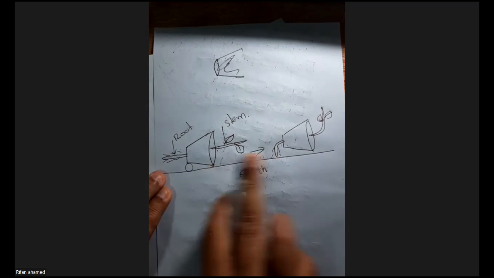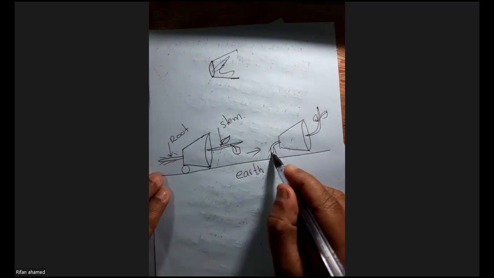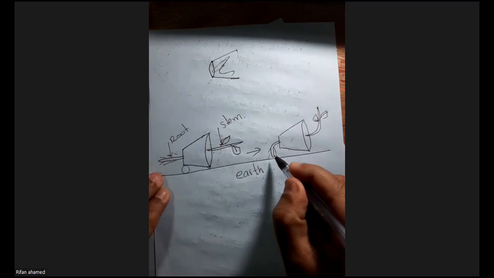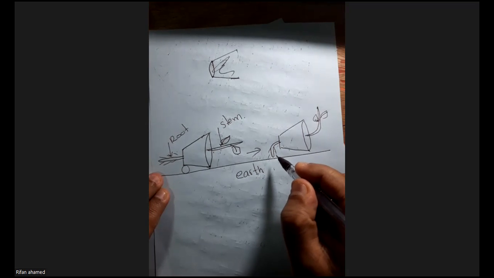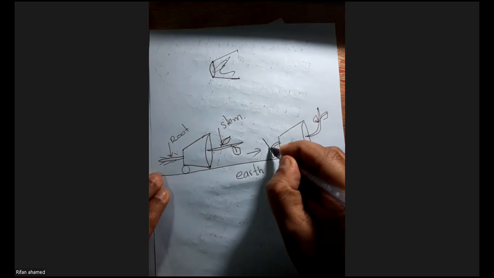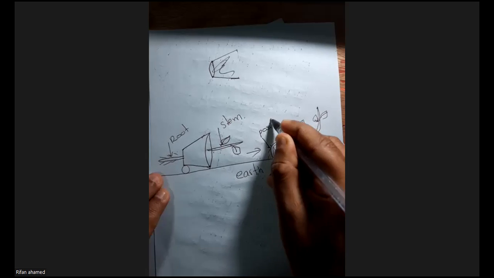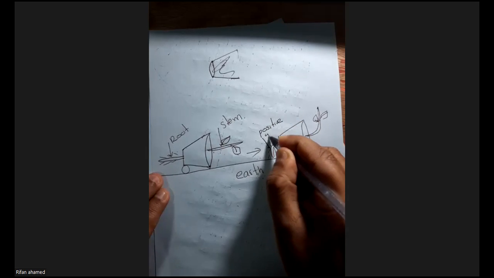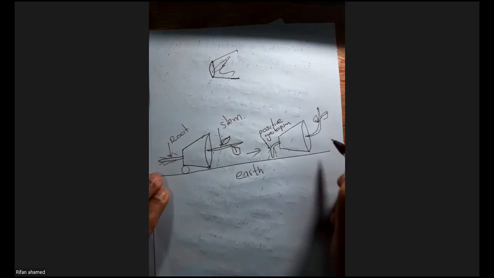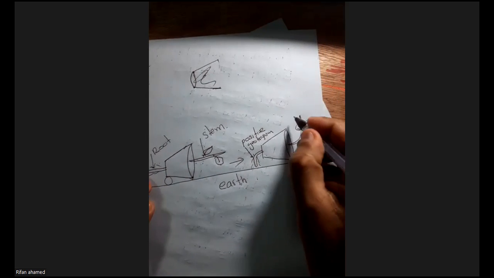After bending, sorry, root is coming near to the earth now. Because it is coming near to the earth, this is called positive geotropism. Understood? Yes, sir. Stem is moving against the earth, correct?